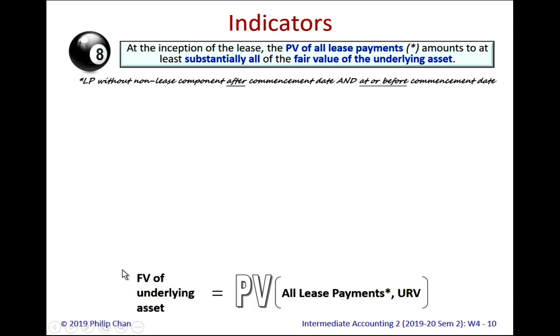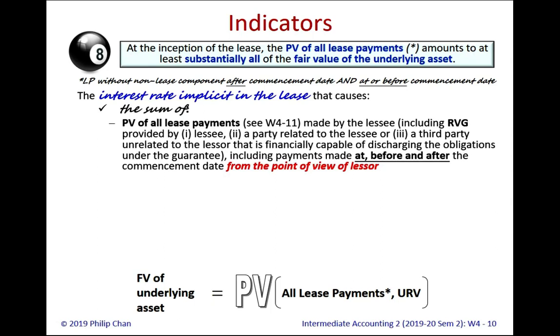If you remember, back in week 3 we said the formula to work out that implicit interest rate would be the sum of the present values of the lease payments made by the lessee, including RVG, residual value guarantee, provided by the lessee, or an RVG provided by a party related to the lessee, or RVG provided by a third party unrelated to the lessor that is financially capable of discharging the obligations under the guarantee, including payments made at, before, and even after the commencement date.